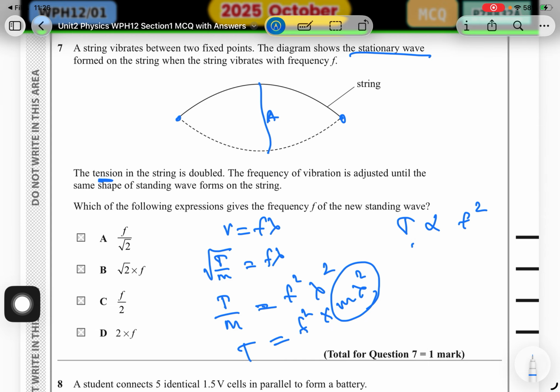T is proportional to F squared. If T is proportional to F squared, in the second case the tension is double, so it will be 2T. If I take the second frequency as X, it will be X squared.